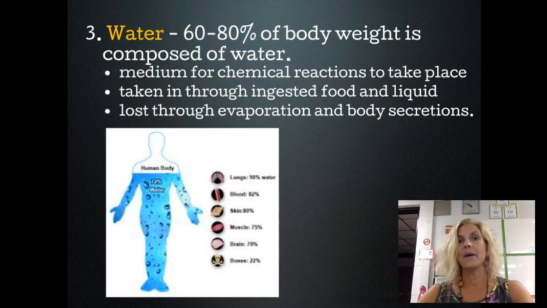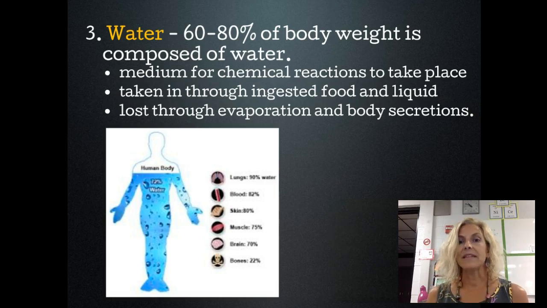Water is the next item. 60 to 80% of your body weight is composed of water. It's in all of your cells. That's what the cytoplasm is. It's in your bloodstream. So the majority of your blood is plasma, and the majority of the plasma is water.